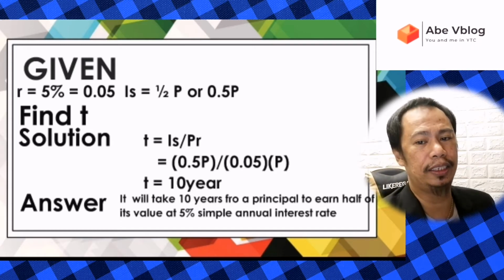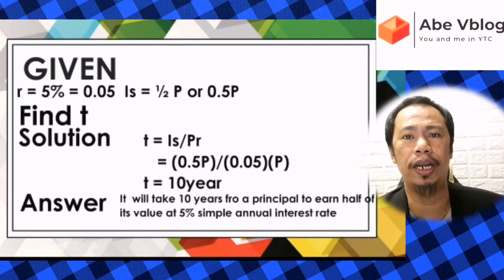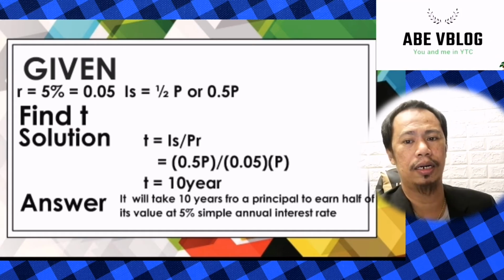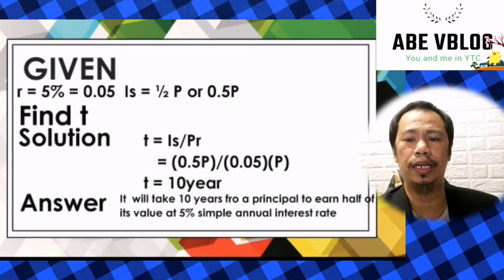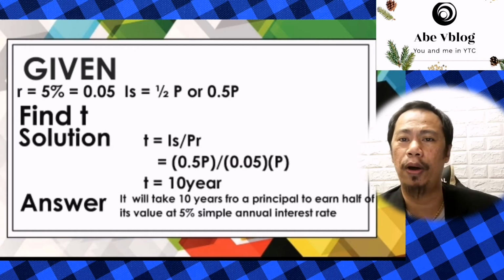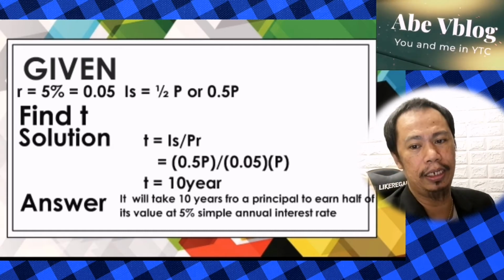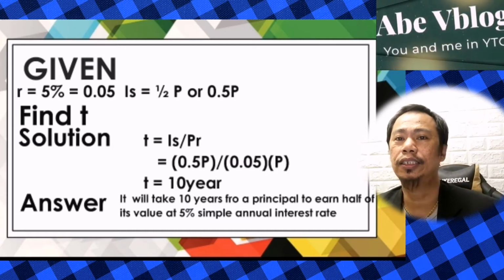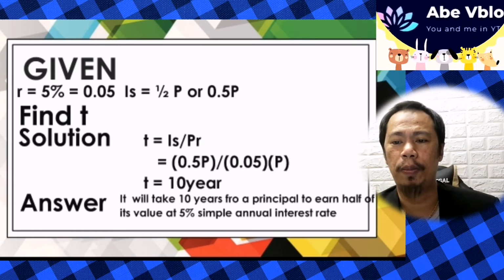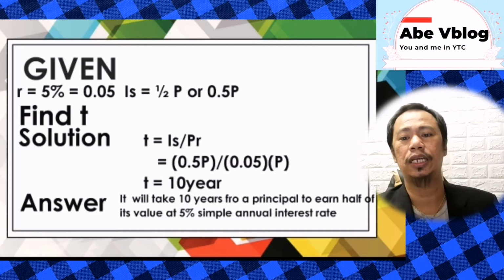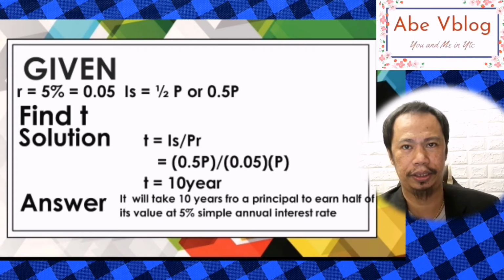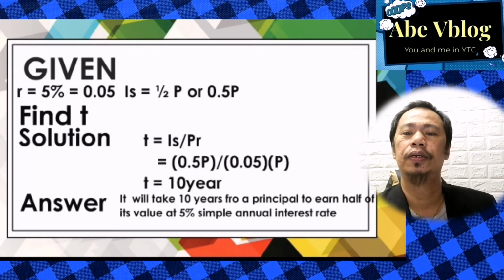So, we are asked to solve for the T here. So, the formula for T is IS over PR. So, we substitute the given values, 0.5 P divided by 0.05 times P. Then, we got 10 years. So, it will take 10 years for a principal to earn half of its value at 5% simple annual interest. Okay?